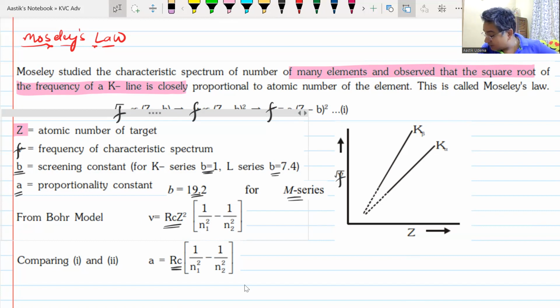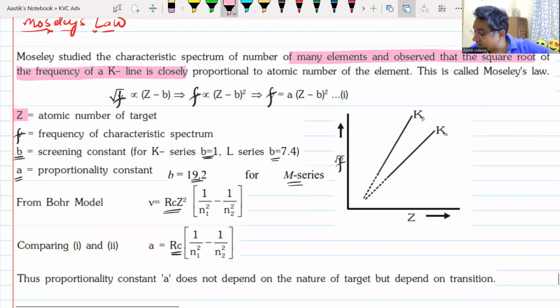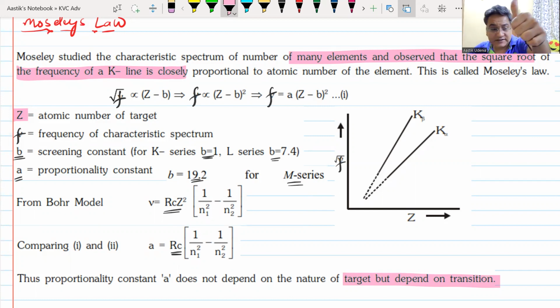This screening constant and this constant A do not depend on the nature of the target, but they depend on the transition. Do we understand this? Will you be able to remember this? We have just now seen Bohr's atomic model. Everyone can understand this? Yes. I'll give you 2 minutes to note this down. Anyone having any doubt on this?